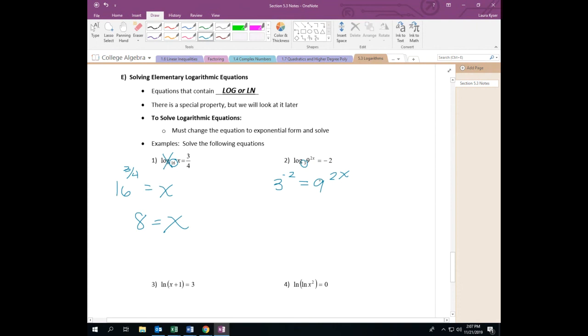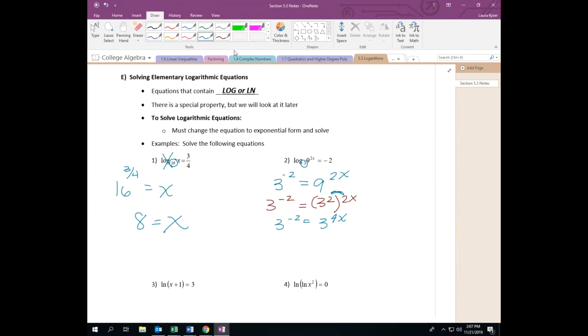Because we have a 9 that can be rewritten as 3 to a power. So we're going to rewrite 9 as 3 squared. It's already being raised to the 2x power, so we have to leave that there. And that's set equal to 3 to the -2. We can simplify this power by multiplying. So you multiply these two powers together and we get 3 to the 4x power.